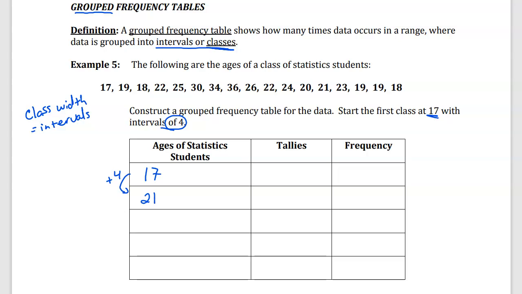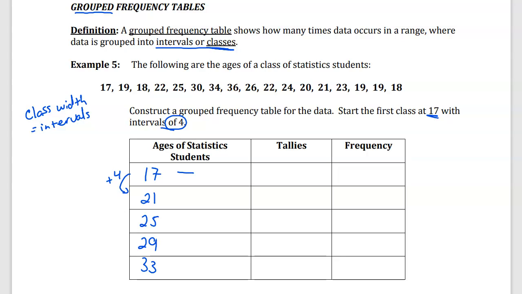Always find your lower limits here, lower class values first. So we go 17, 21, 25, 29, and 33.